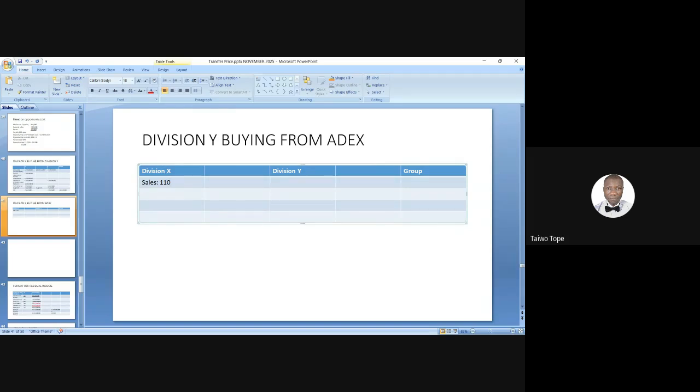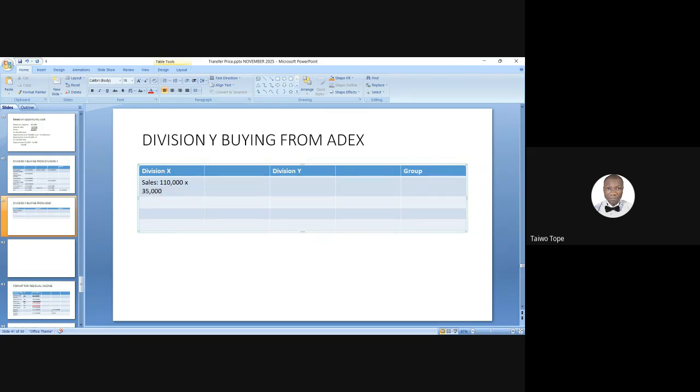So 110,000 at 35,000. So their sales will be what here? 3,815 million. Now, division Y. Their variable cost will be what at this point now? The variable cost will be what? 22,000.